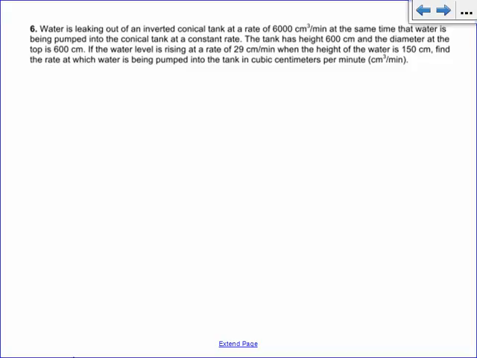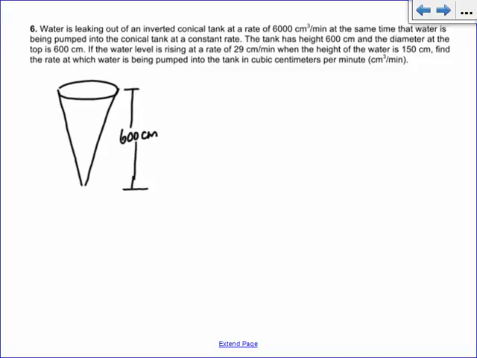So water is leaking out of an inverted conical tank at a rate of 6,000 centimeters cubed per minute. At the same time, the water is being pumped into the conical tank at a constant rate. The tank, so it's an inverted cone, right? The tank has a height of 600 centimeters. And the diameter, oh, I always draw these wrong, is also 600 centimeters. I should have looked first.